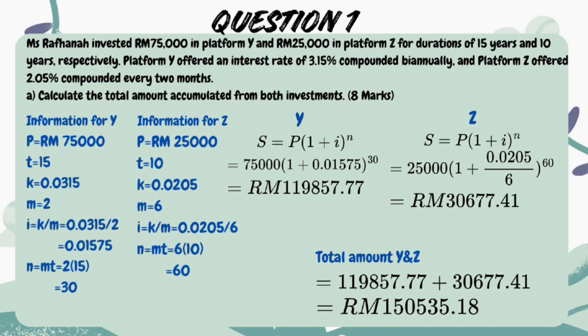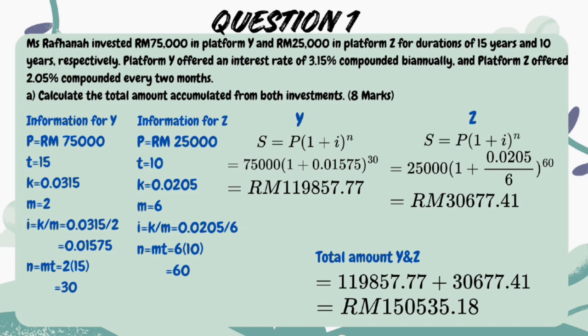So we use the formula S equal to P times (1 plus I) to the power of N. So 75,000 ringgit times (1 plus 0.01575) to the power of N, which is 30. The answer is 119,857 ringgit and 77 cents.